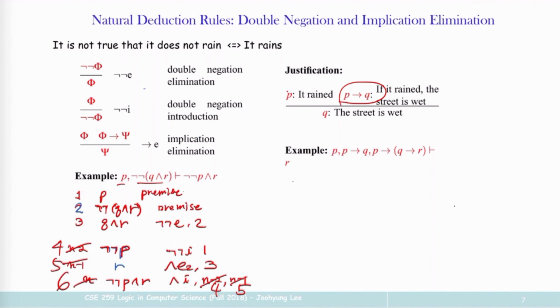Because I didn't actually introduce the implication introduction rule, since I need to introduce some concept there. But it will come. There is a version, implication introduction rule. Okay, so let's do one more exercise. Now I want to prove P, P implies Q, P implies Q implies R, derives R.